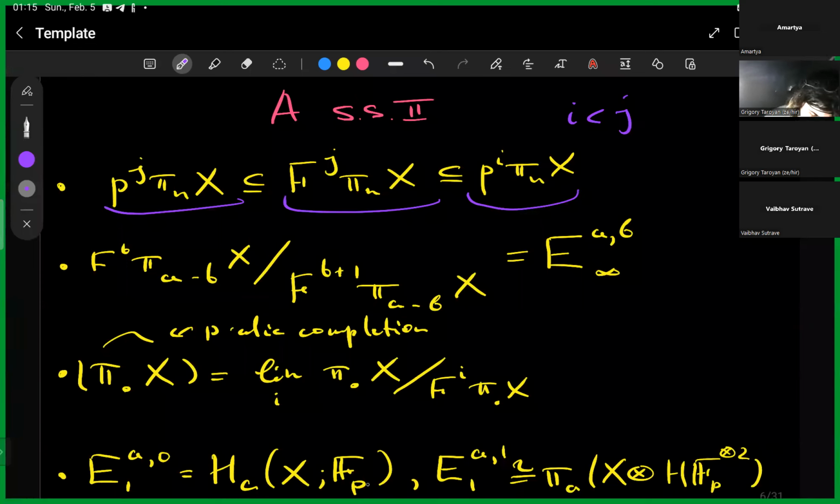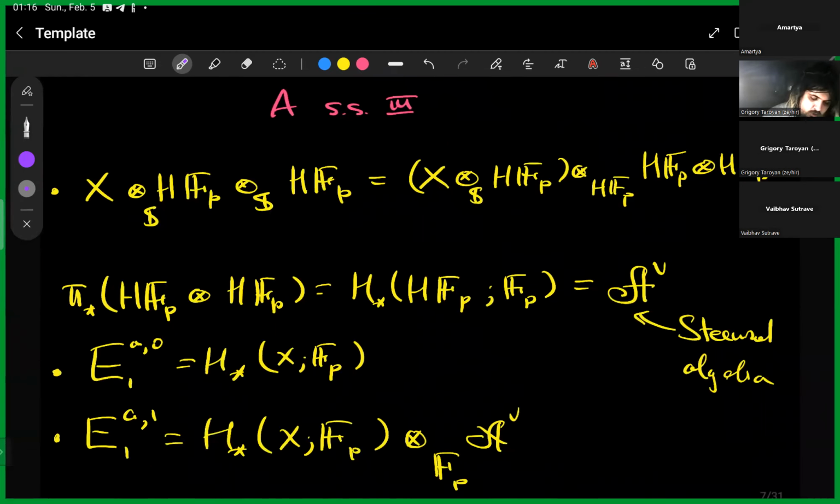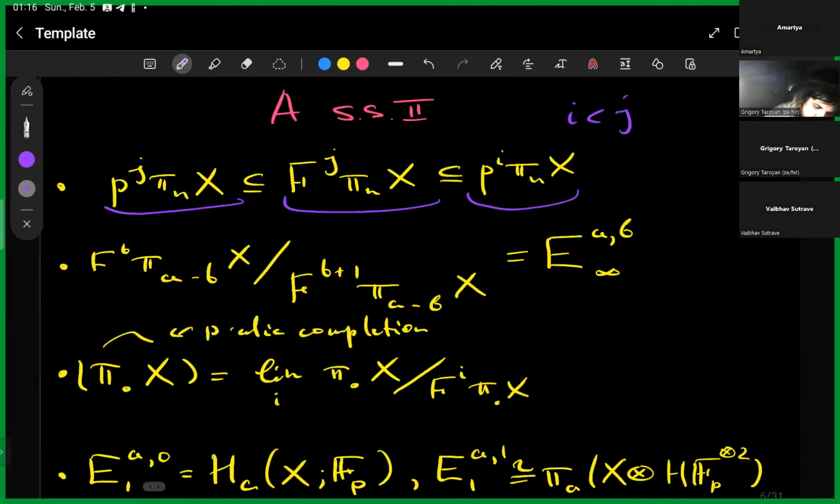And the E1 term of this spectral sequence of a filtration can be computed using the following. First, in row number 0, we get the homology of X with coefficients in F_p. And in row number 1, we get homotopy groups of this tensor product. And in general, we get just homotopy groups of a tensor product like this.